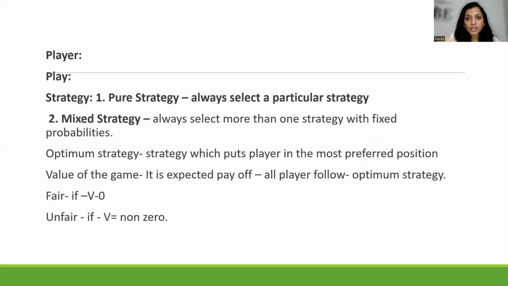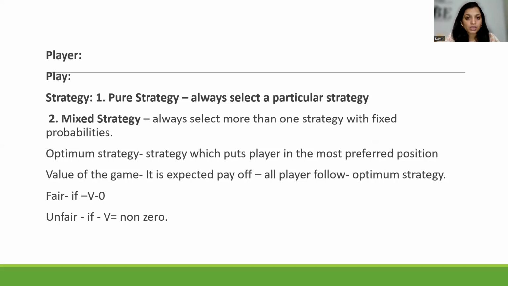So what is the value of the game? Value of the game is the expected payoff when all the players follow their own optimum strategy. It means when all the players follow their most preferred position, whatever payoff is there at that time is called the value of the game. When the value of the game is equal to 0, we can call it a fair game. If it is non-zero, then it would be an unfair game.